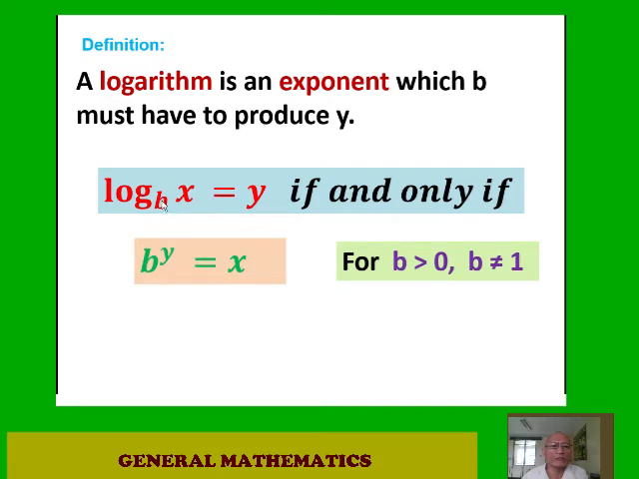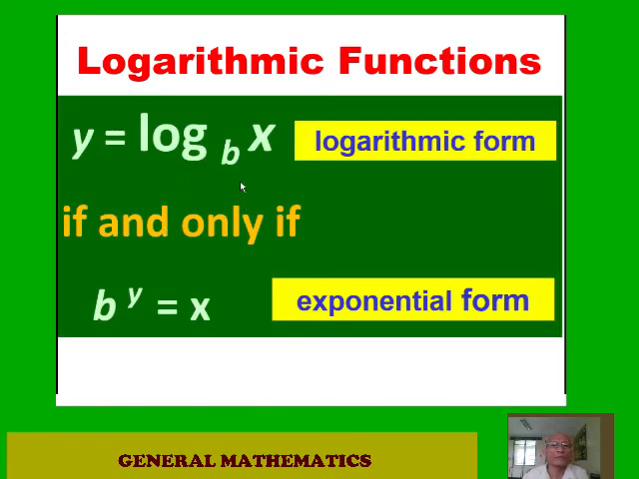Here in logarithmic form, the base is b. In exponential form, b is also the base. The value y in the logarithmic form is the exponent in exponential form. So in symbol, in logarithmic form and exponential form, y equals log x base b. And in exponential form, the base b is the same base as in logarithmic form. y is the exponent, which is the value of the logarithm in logarithmic form. So this is how we change logarithmic form to exponential form.